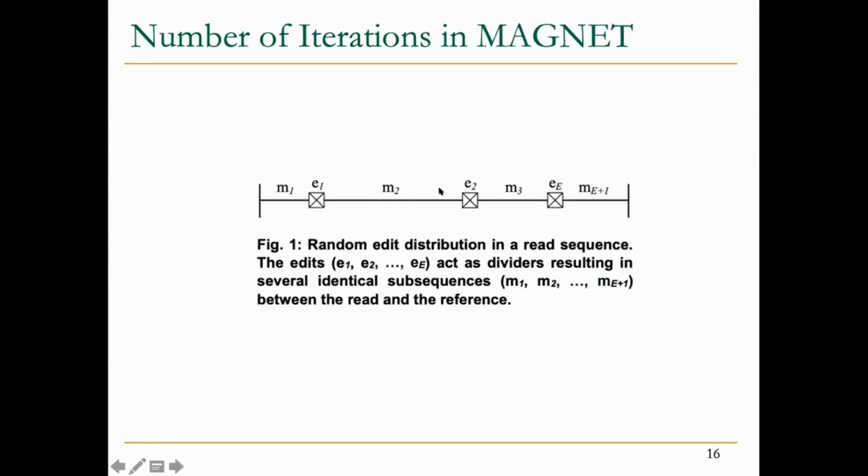Based on this observation: whenever we have one edit operation, we divide the matches into 2 segments. When we have 2 edit operations, we divide the matches into 3 segments, and likewise. So the number of subproblems we are going to have is related to the edit distance threshold. It's always E plus 1, the number of edits plus 1. That is the maximum number of subproblems generated by edit operations in either of the 2 sequences.